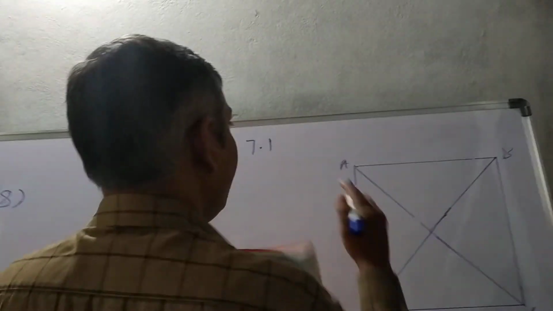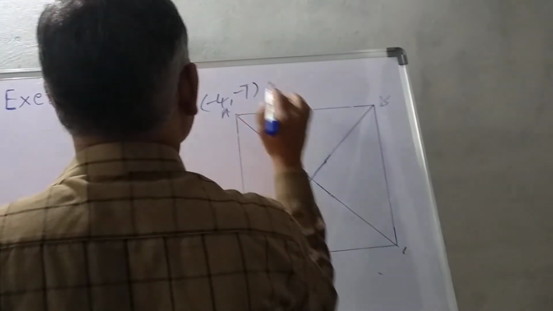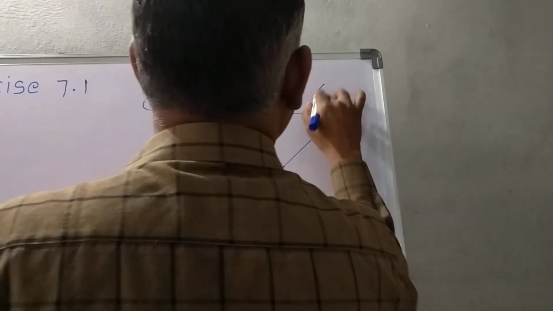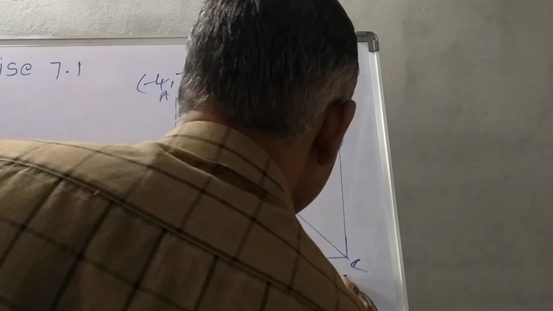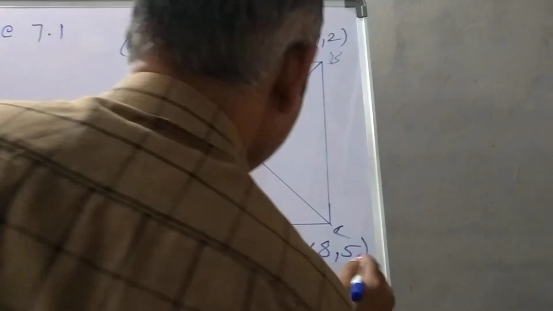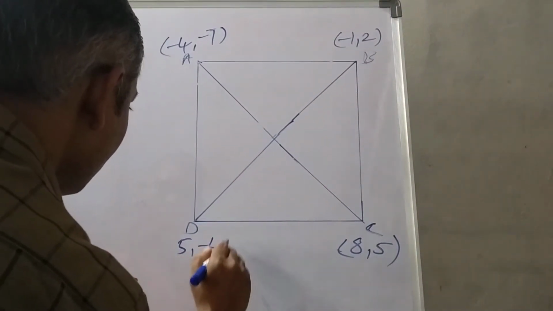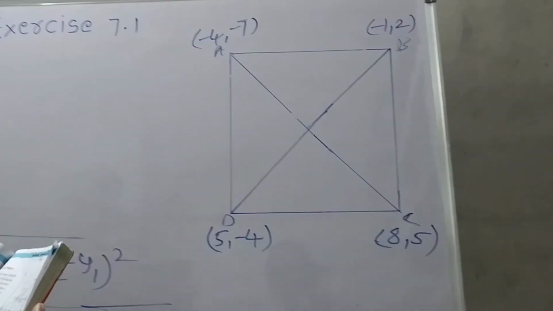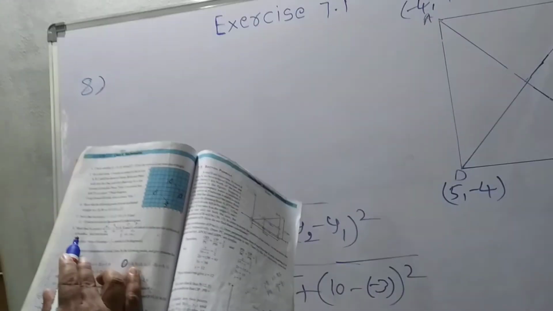The point A, minus 4 comma minus 7. B, minus 1 comma 2. C, 8 comma 5. D, 5 comma minus 4. Okay, show that points taken in order are the vertices of a rhombus. First we have to prove this is a rhombus. Okay, then find the area.